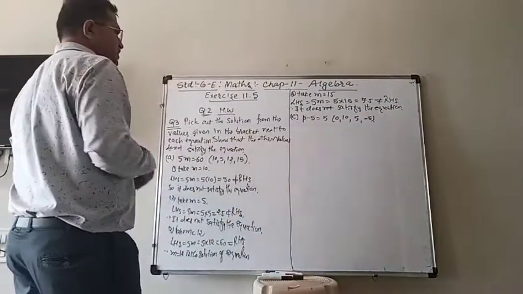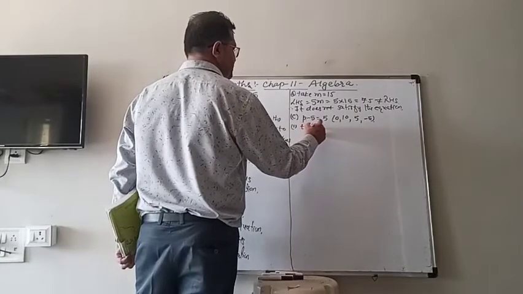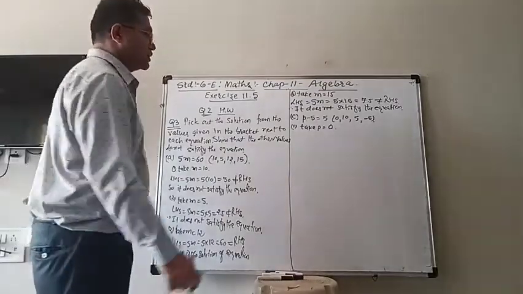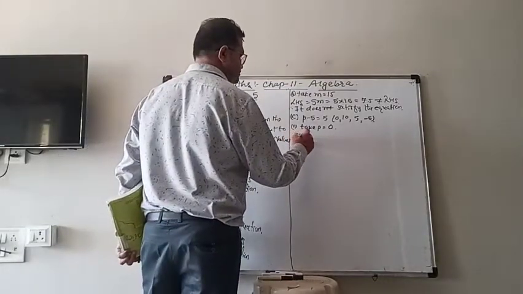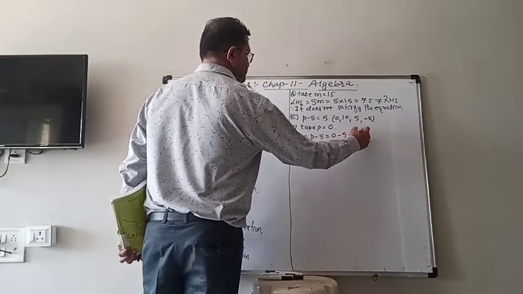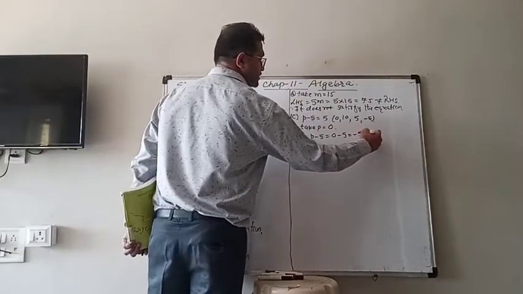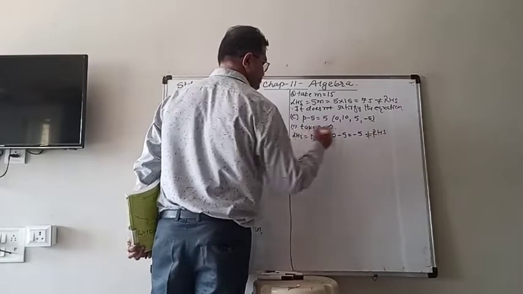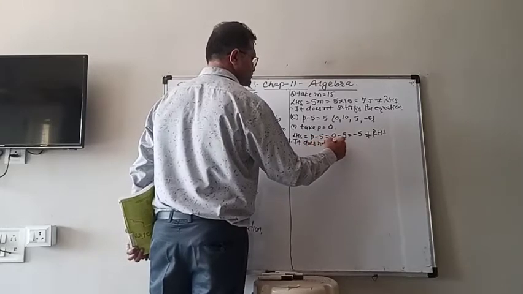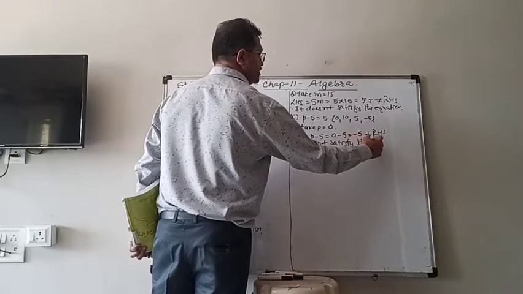So one by one we will check. First one, take p equals 0, because here the variable is p. So now LHS, p minus 5 means 0 minus 5, that is minus 5, which is not equal to the RHS, because the RHS is 5. Therefore, it does not satisfy the equation.